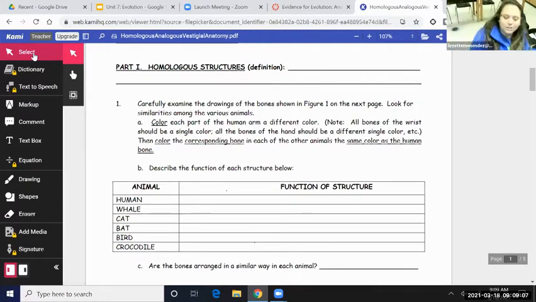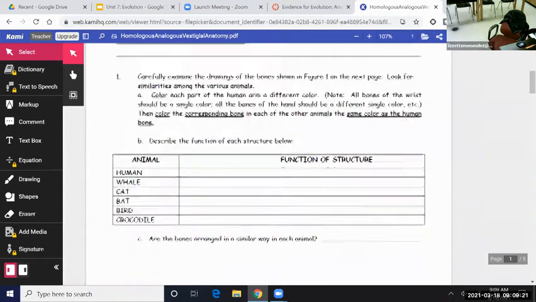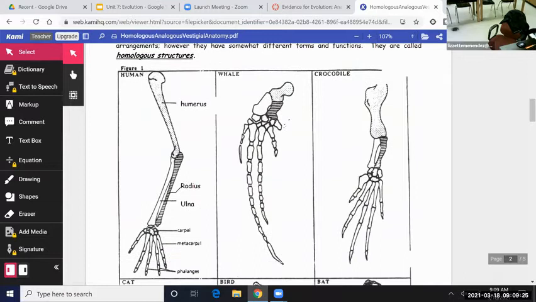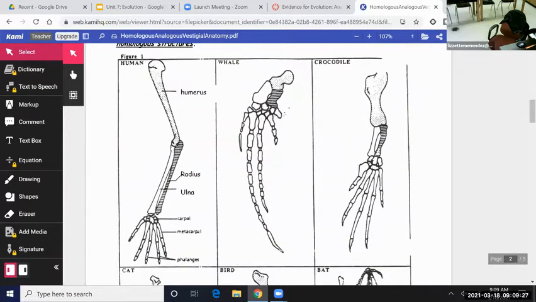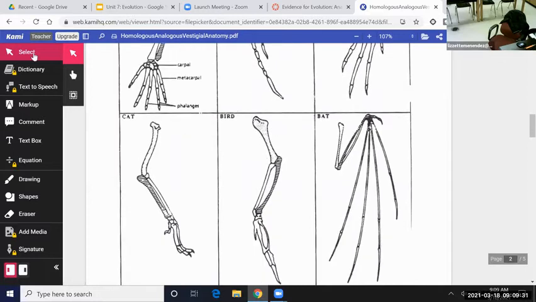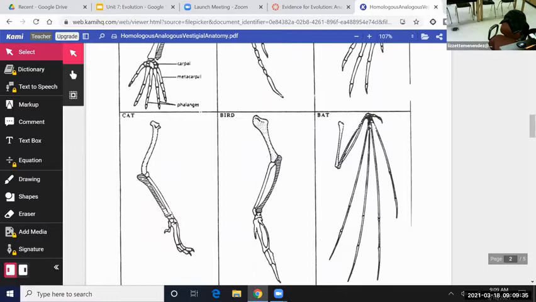So after you color each part of the human arm a different color, you're going to then color the corresponding bone, the same bone, in each of the other animals. And you're going to color it the same color as whatever you did the human bone. So I'm going to show you quickly what I mean by that. On this second page, you have the arm of a human, the fin of a whale, the leg of a crocodile, the leg of a cat, the wing of a bird, and the wing of a bat.